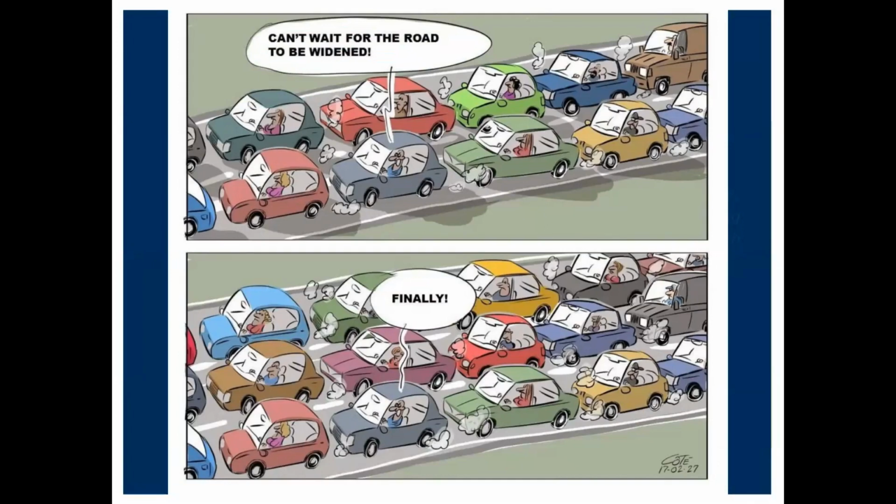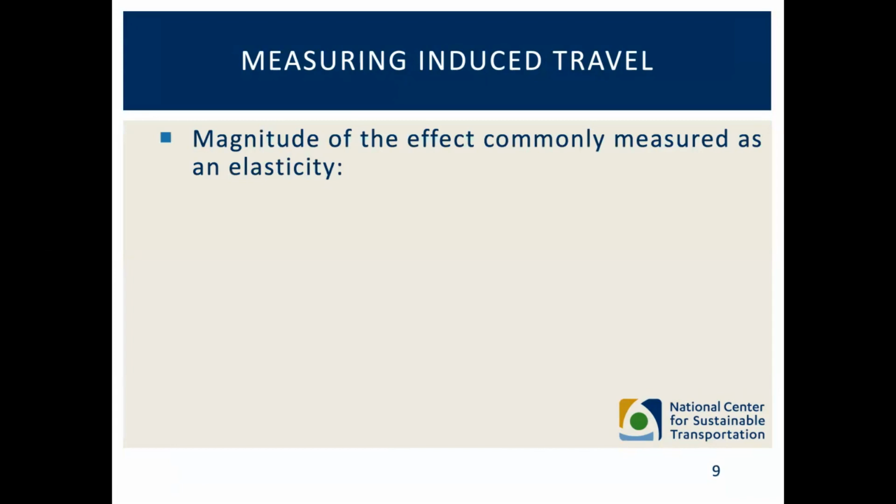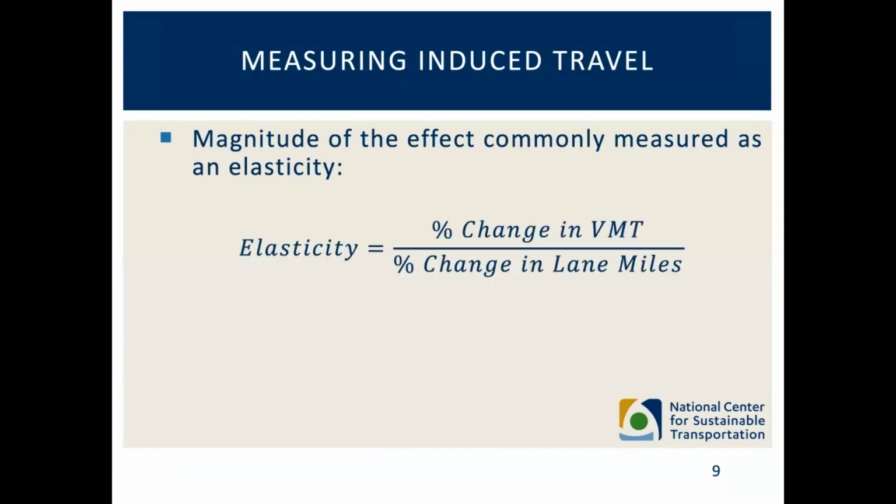But how do we measure this? How do we know that this impact occurs, and how do we measure the magnitude of the impact? The magnitude of the effect is commonly measured as the elasticity of vehicle miles traveled with respect to lane miles. So the elasticity is the percent change in VMT divided by the percent change in lane miles. And so the greater the elasticity, the greater the increase in VMT from a given increase in roadway capacity.